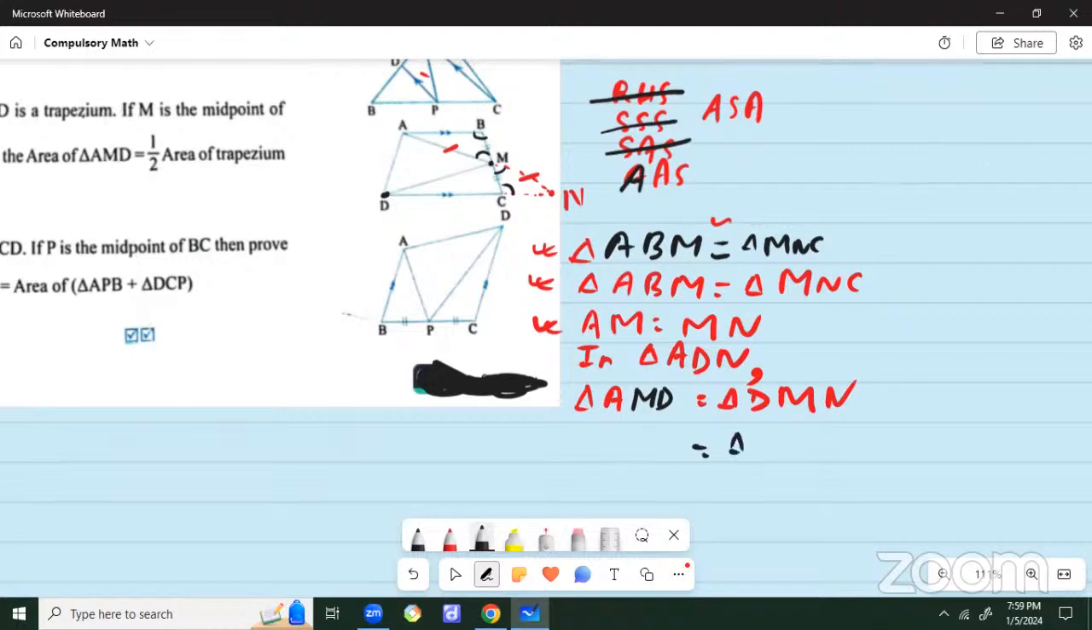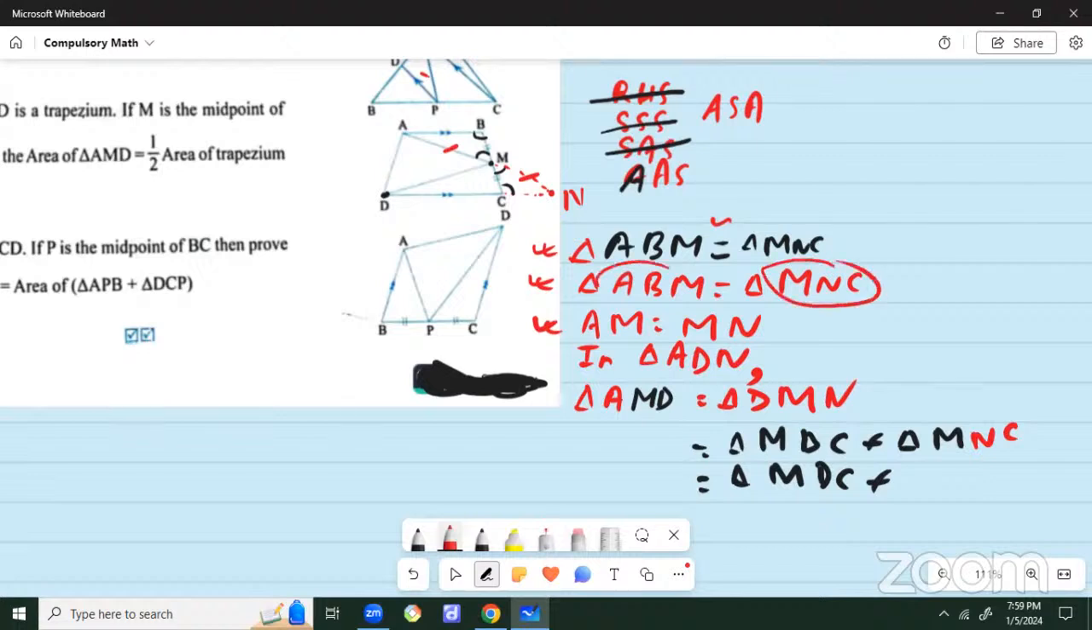DMN is the sum of triangle MDC plus triangle MCN. Let's write this in order. MNC. Which triangle is equal to MNC? Triangle ABM. Now, how is the sum of these two triangles connected to the area of the trapezium? It's triangle ABM and MNC.